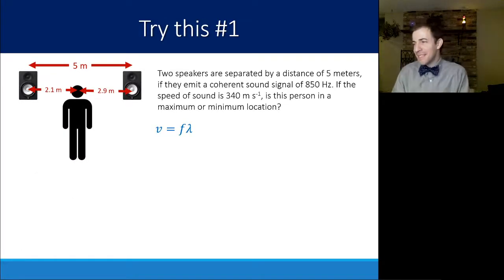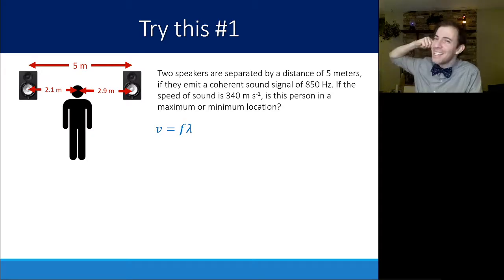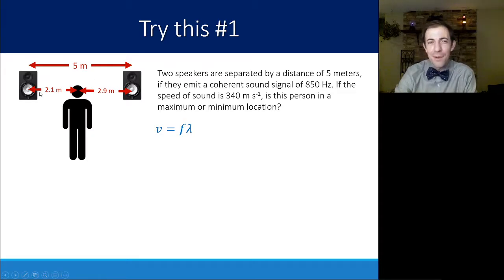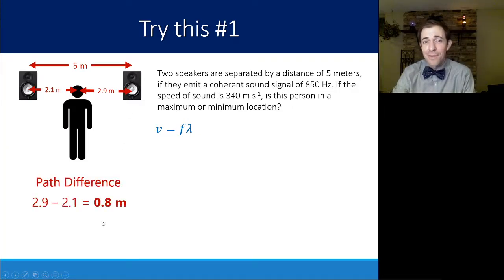Another example that you might see is a situation where you're not given the wavelength, but instead you're given other properties of the wave. So two speakers are separated by a distance of 5 meters. If they emit a coherent sound signal at 850 hertz, and the speed of sound is 340, is the person standing in a maximum or a minimum location? We're going to assume that they have one ear. In this case, that's exactly 2.1 meters from one speaker and 2.9 from the other, which means that they have a path difference from those speakers of 0.8.